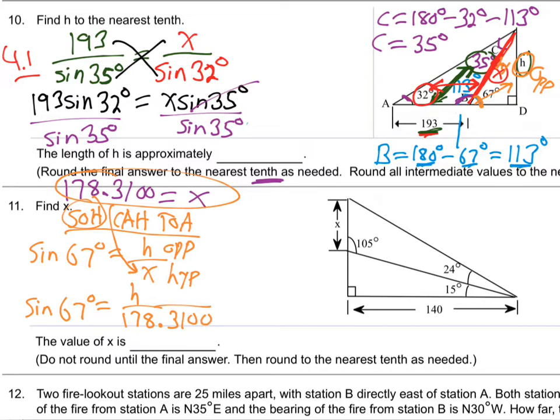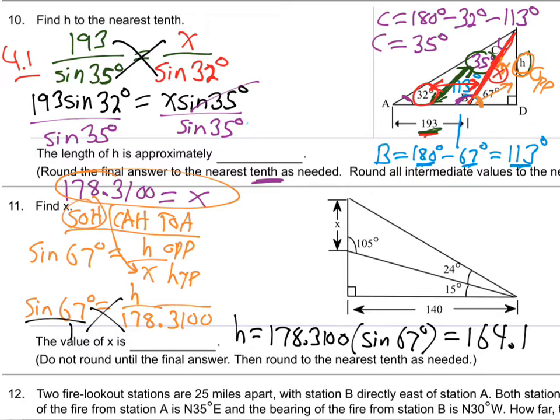178.3100. Okay, now how do I solve that for h? Put this over 1, right? Diagonal, diagonal. So h will equal 178.3100 times the sine of 67 degrees. So let me hit the buttons on my calculator. I'm getting 164.1, rounded to just 1 decimal place, the 10th place.